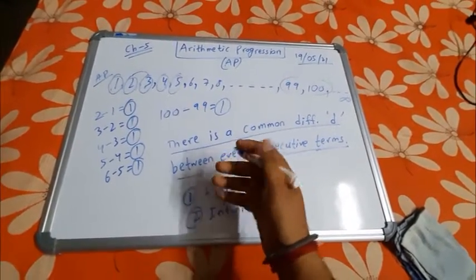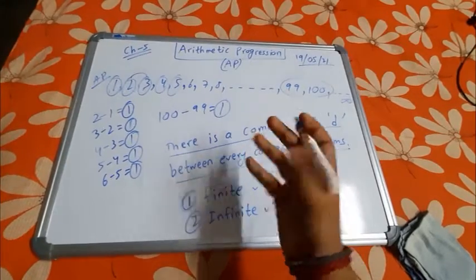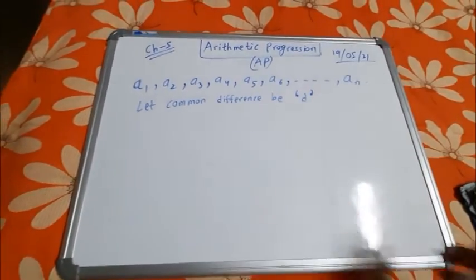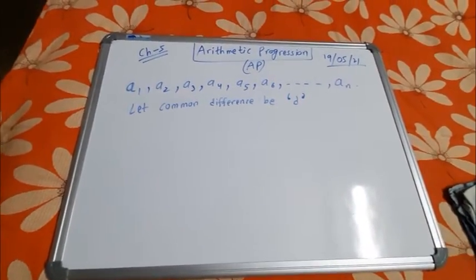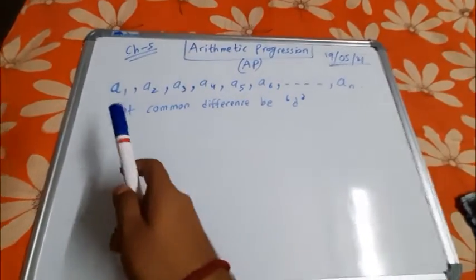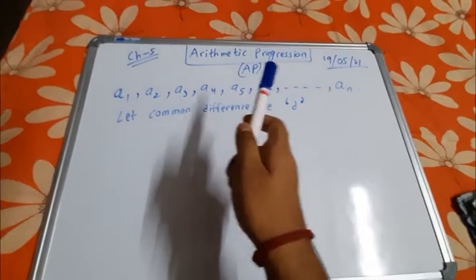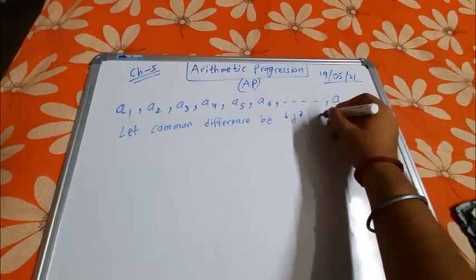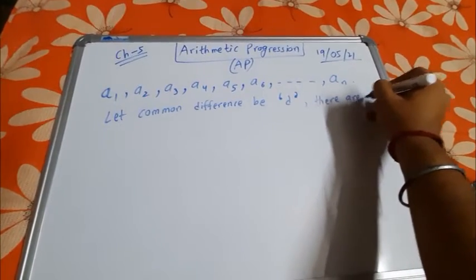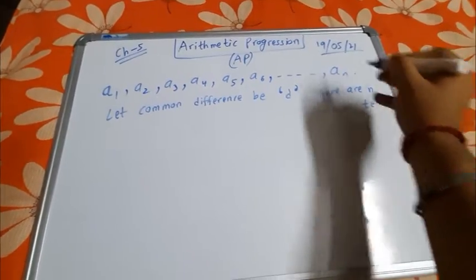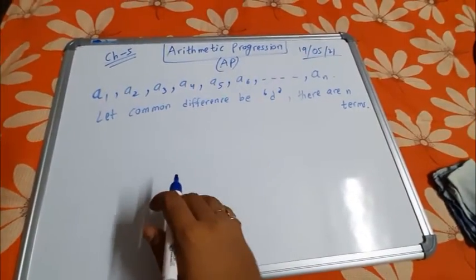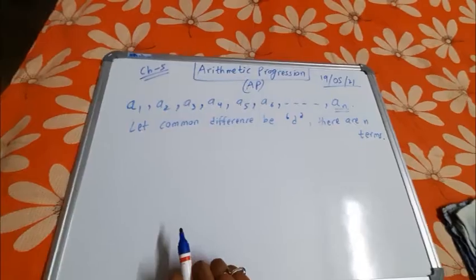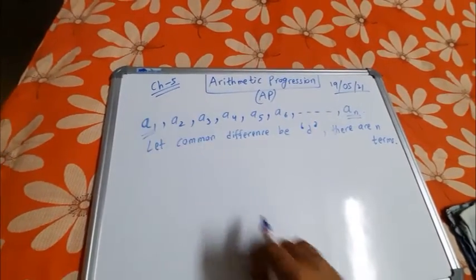Now I will show you the general form of an AP, how an AP series can be generalized. Okay, now let's continue with the common difference that I said, the general form of an AP. A general AP looks like this: A1, A2, A3, A4, A5, A6, dot dot dot up to an. That means there are n terms in this series, because the last term is called an. The first term is a, the last term is an.